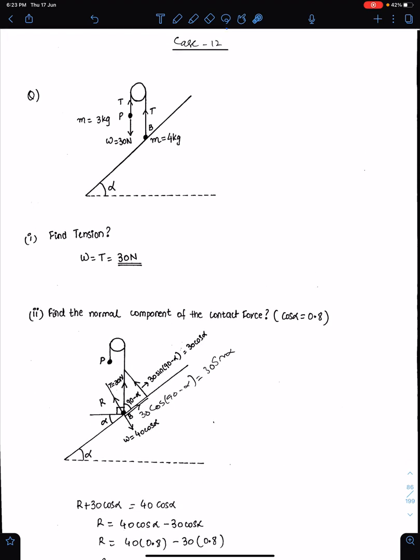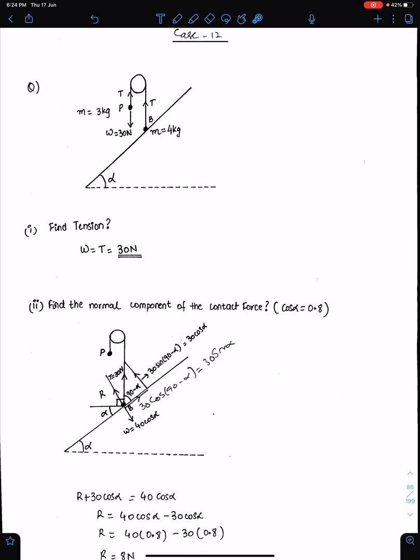Case 12. This is the given situation. And we need tension in the system, string, and normal component of the contact force. Tension must be weight of the particle P, because particle P is hung freely in the air, is suspended freely in the air. So tension must be 30 newtons.